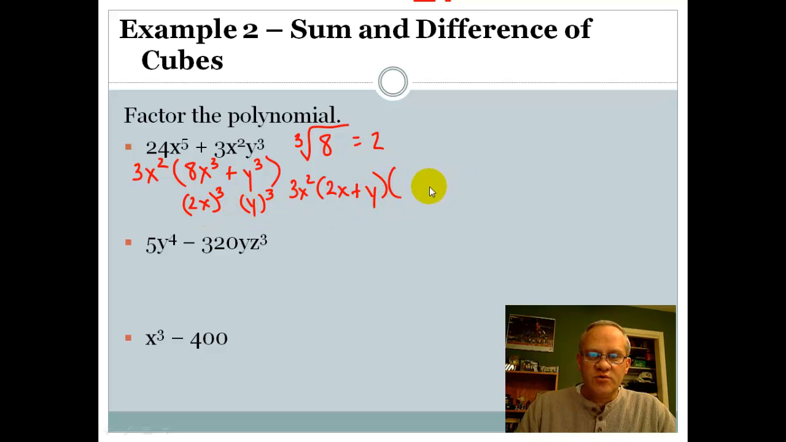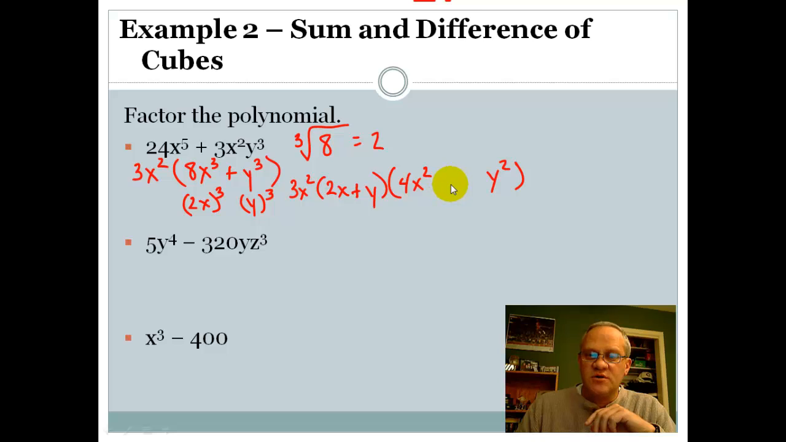Then in the second parentheses, I take this squared. So 2, now remember, it's not 2 and then x squared, it's the whole 2x squared. So 2 squared is 4, and x squared is x squared. And then down here at the end, you've got the y squared.